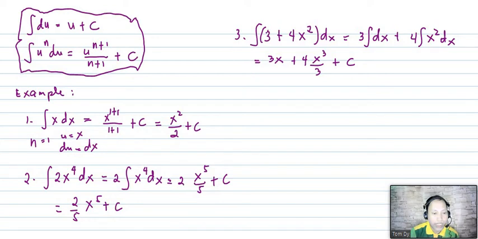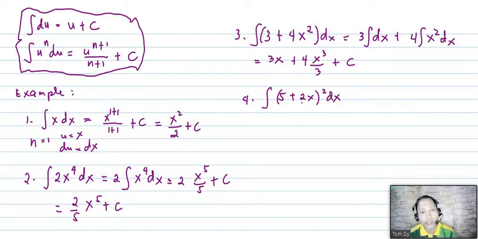Okay, and then what if we have another problem? Let's say the integral of 5 plus 2x squared dx. So all you have to do for this one is you have two options. You can use substitution, which will be discussed later on, or you can expand this problem. I mean these functions. So when we expand this one, this is squaring of a binomial.